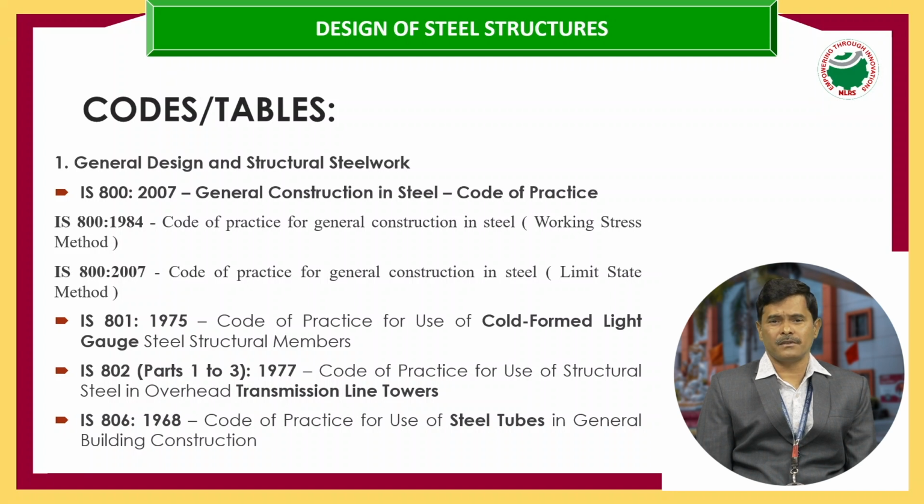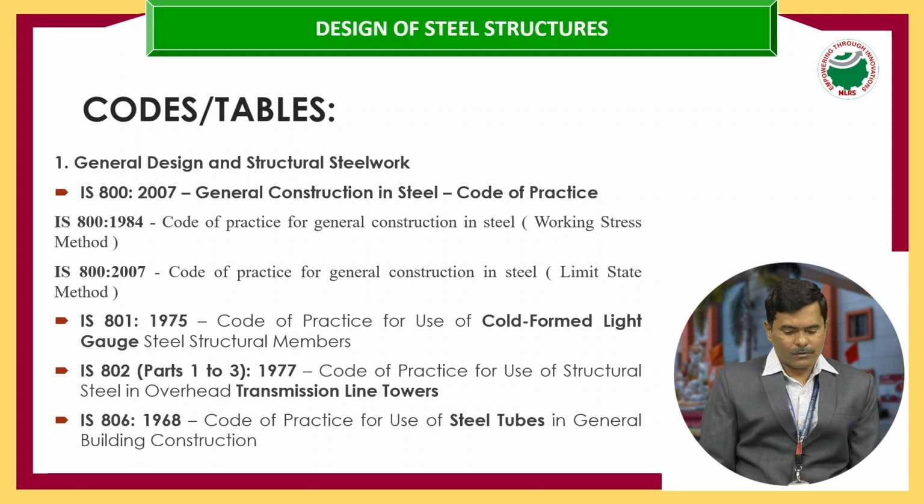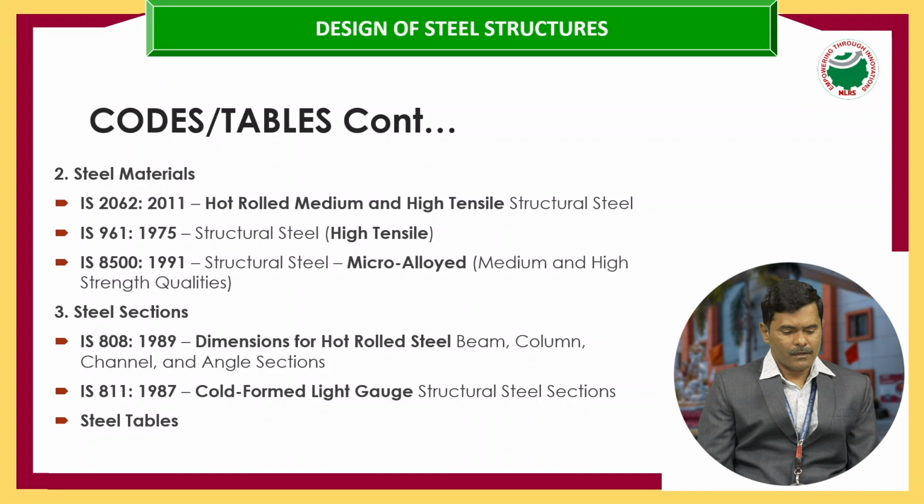So, this is the most important code for design of steel structures: IS 800-2007, Code of Practice for General Construction in Steel by the limit state method. IS 801, Code of Practice for Cold Formed Light Gauge Steel Structures. IS 802, Code of Practice for Structural Steel in Transmission Line Towers. IS 806, Code of Practice for use of steel tubes in general building construction. For steel material, we have IS 2062, IS 961, IS 8500. For steel sections, we have IS 808 and IS 811.